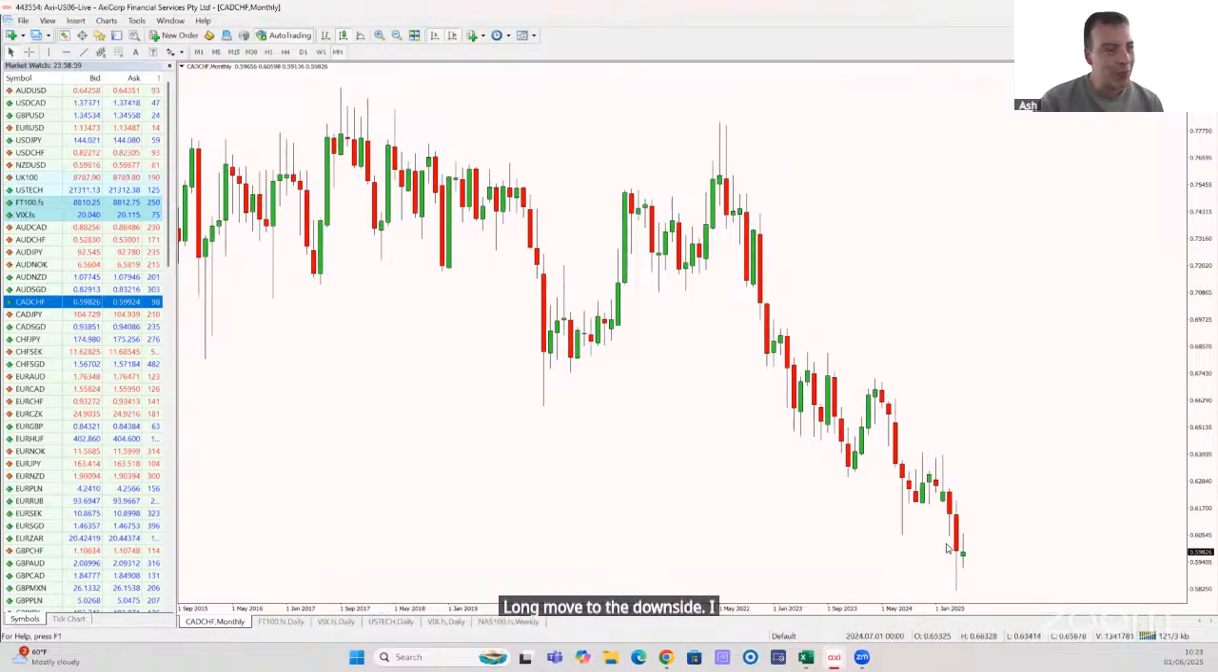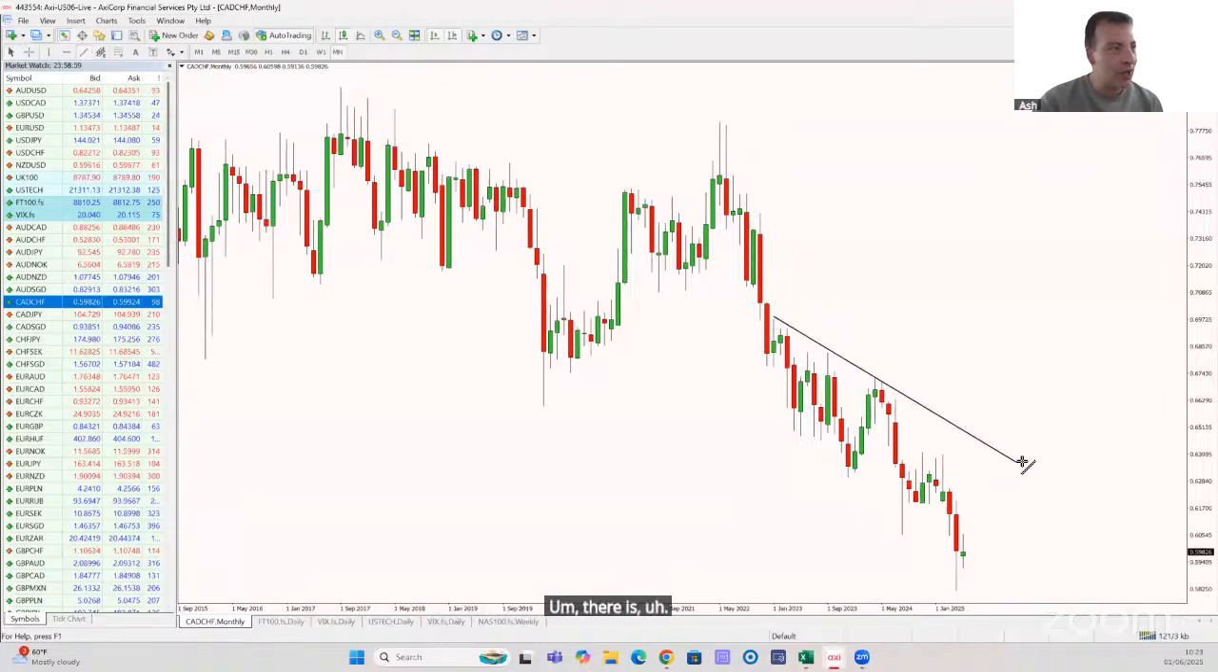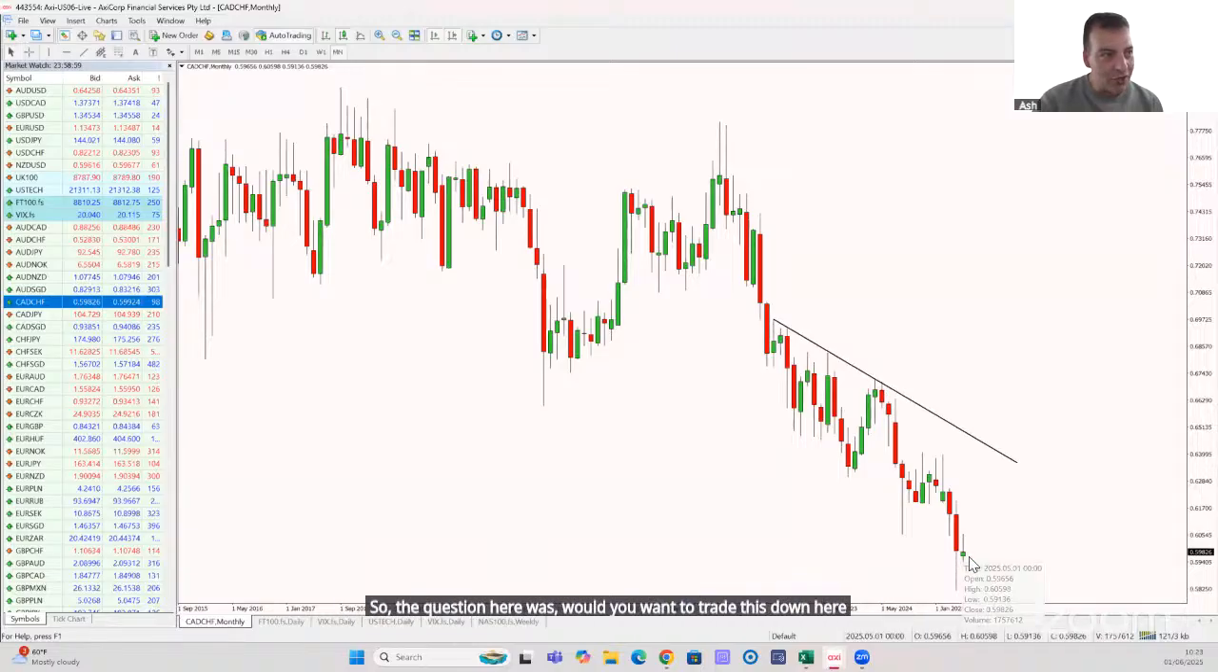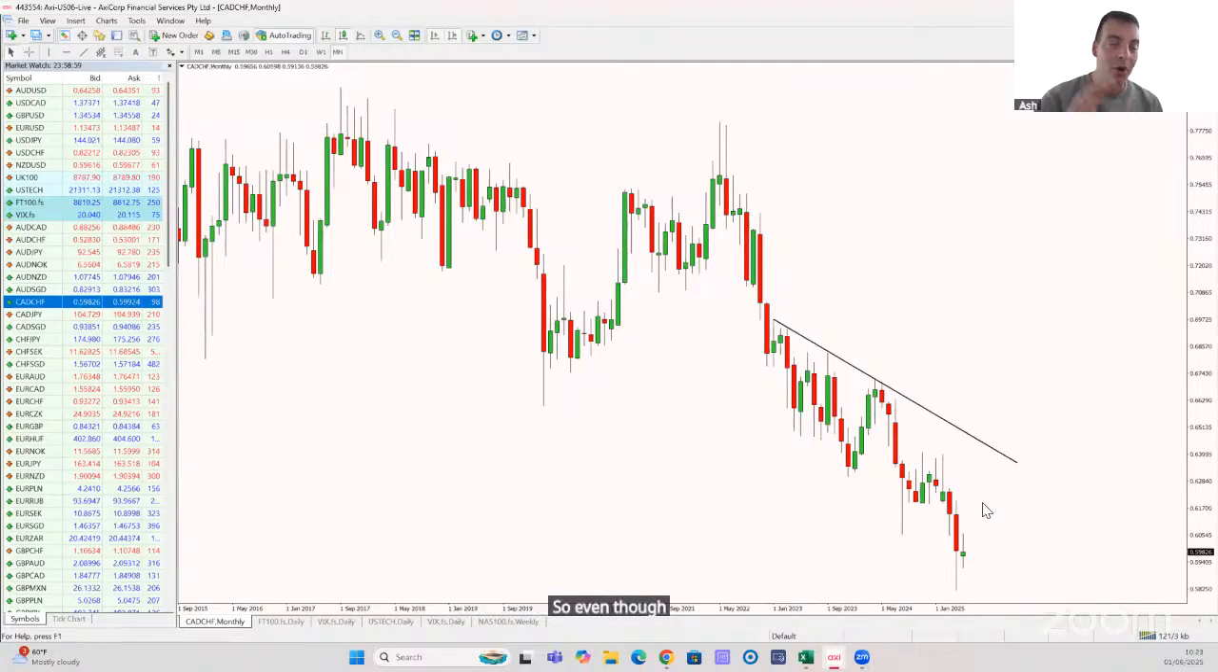I mean, the problem is when it's so sustained like this, there can be a problem with timing. So the question here was, would you want to trade this down here? Inside bar would suggest that next month we'd be moving higher. So even though the Swissy might have a better longer term outlook than the CAD, that might be just a bit of a red flag.